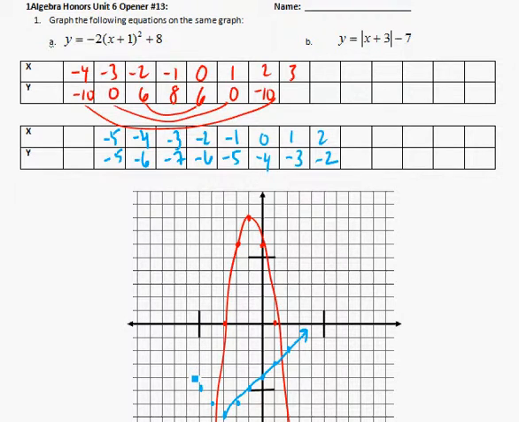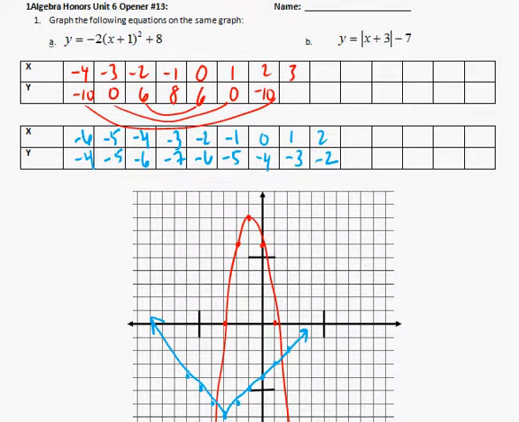Let's see if this point is what we think it is. I think it's negative 6, negative 4. Let's see if I plug in negative 6 for x, if I indeed get negative 4. Negative 6 plus 3 is negative 3. The absolute value of negative 3 is positive 3, and positive 3 minus 7 is indeed negative 4. So we get this V-shaped graph.